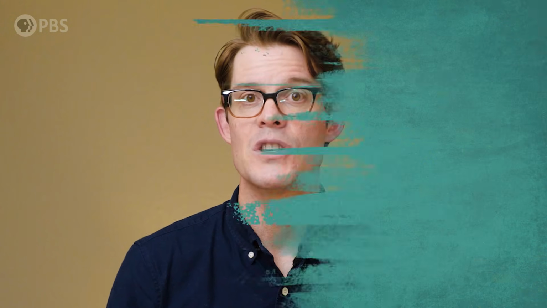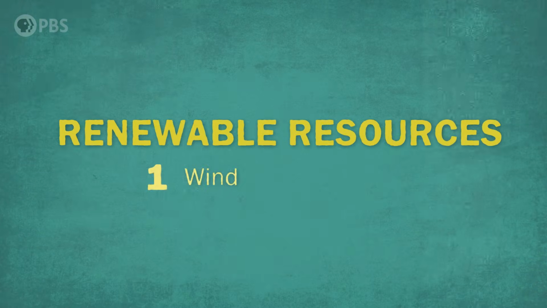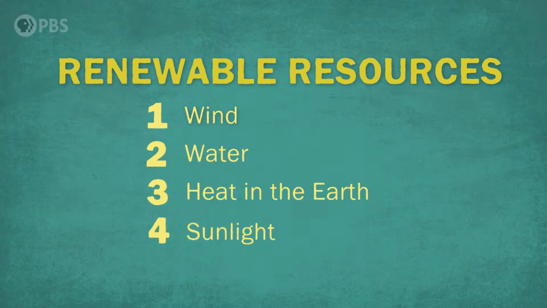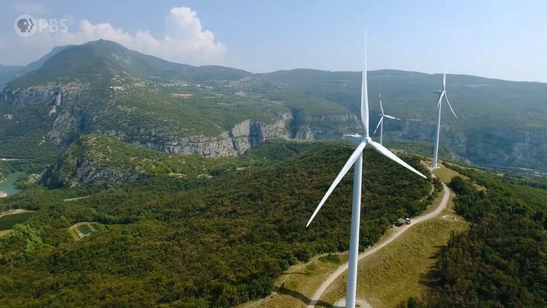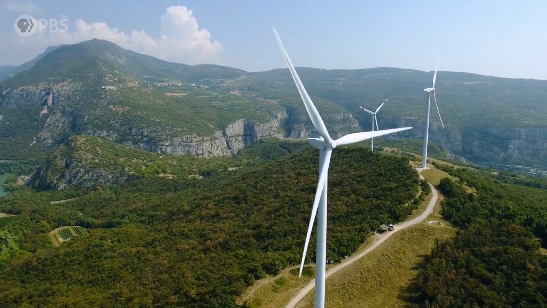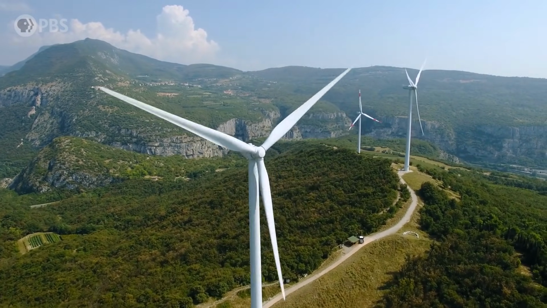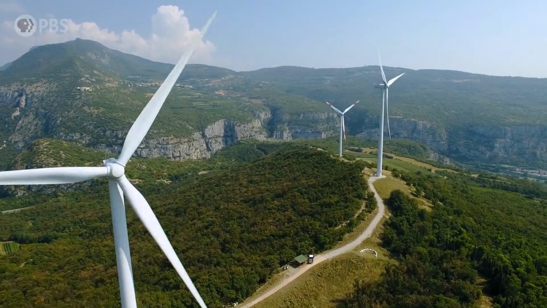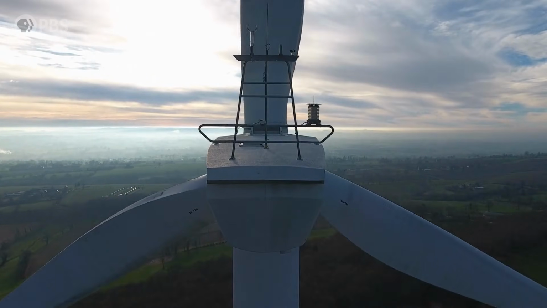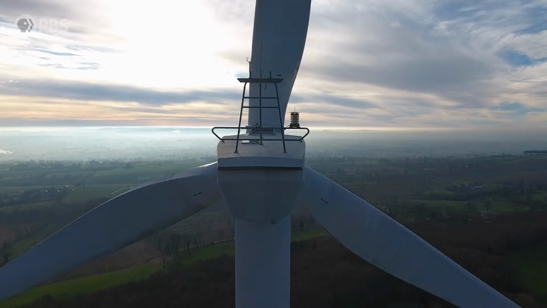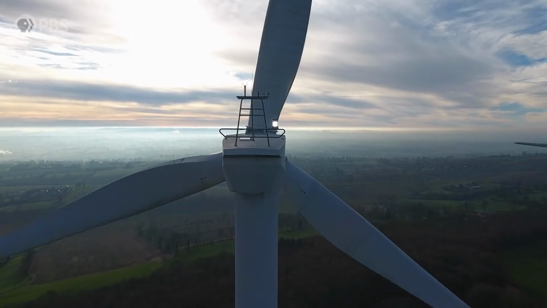But, shocker, there are ways to generate energy using renewable resources like wind, water, the heat in the earth, and sunlight. With wind energy, wind spins a turbine, a very big turbine, which rotates a generator to produce energy. Thanks to the sun and Earth's rotation, wind is renewable. We aren't running out of it ever. And aside from the initial production and construction of a wind turbine, no emissions are produced during energy generation.